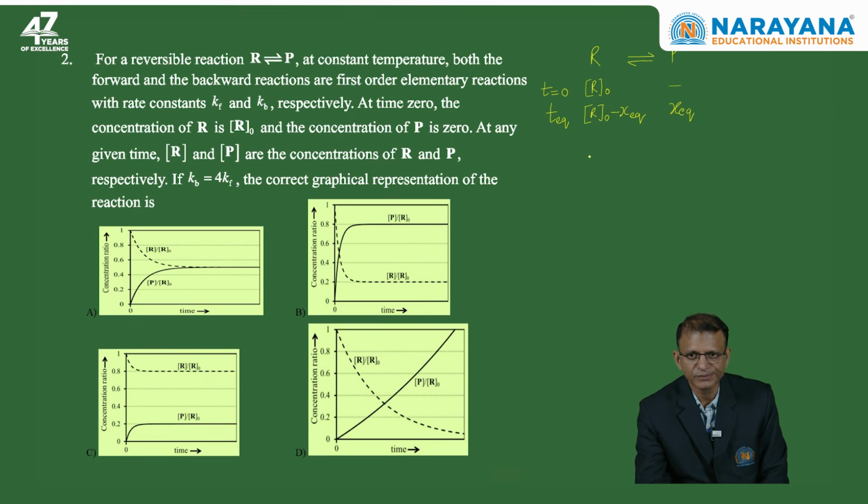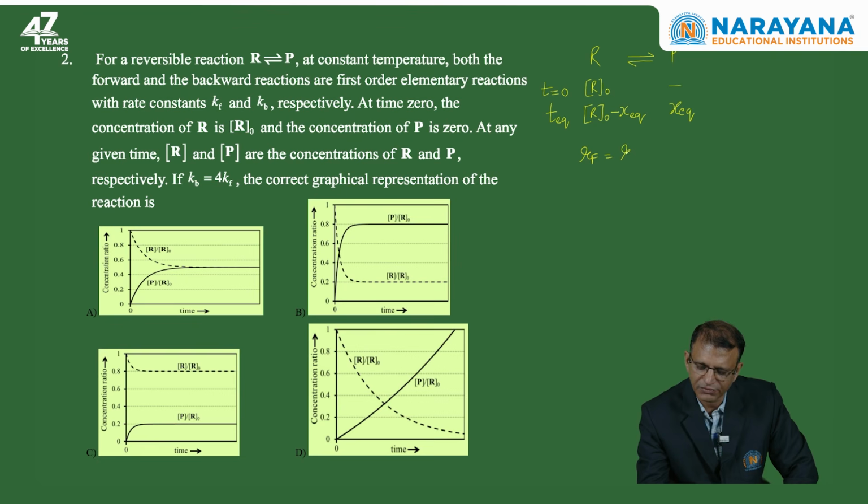So according to the given equation, if I try to write the condition for equilibrium, I can write that the rate of forward reaction is equal to the rate of backward reaction. Rate of forward reaction is equal to the rate constant of forward reaction times the concentration of reactant at equilibrium, which is R naught minus X equilibrium. Rate of backward reaction is the rate constant of backward reaction times the concentration of product at equilibrium, X equilibrium. According to the given condition, the value of K backward is 4 times K forward.